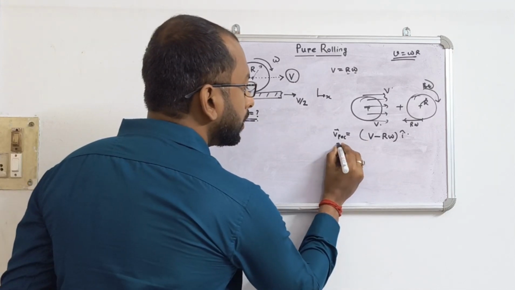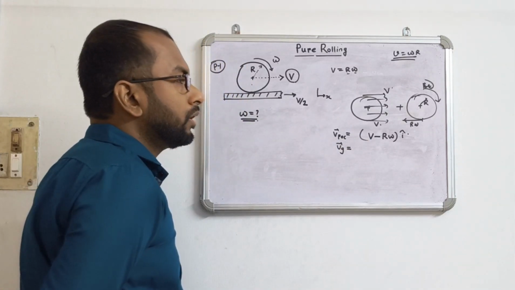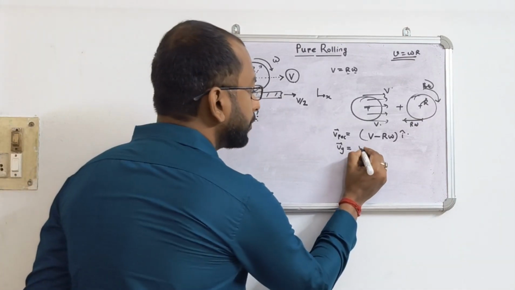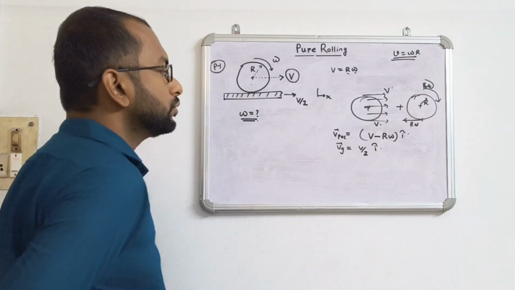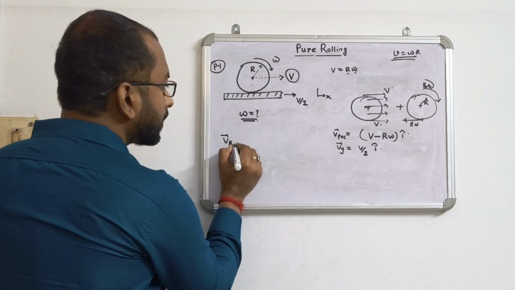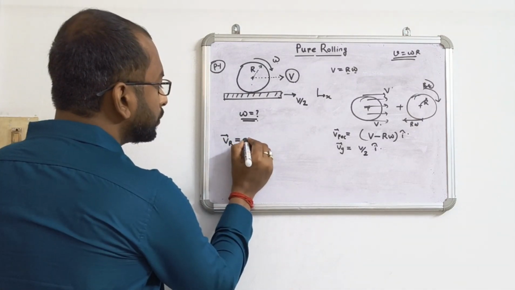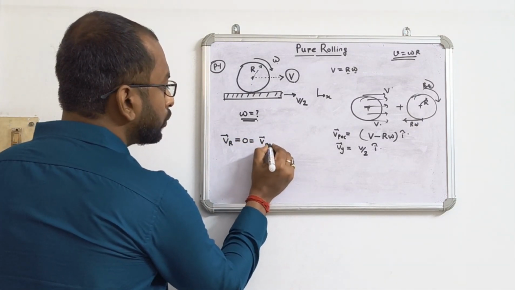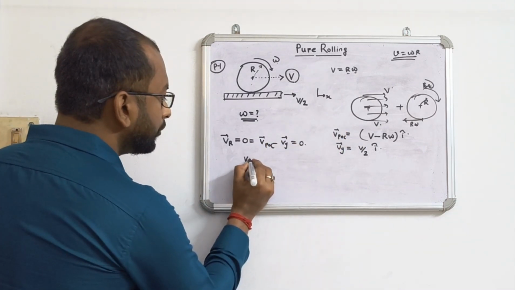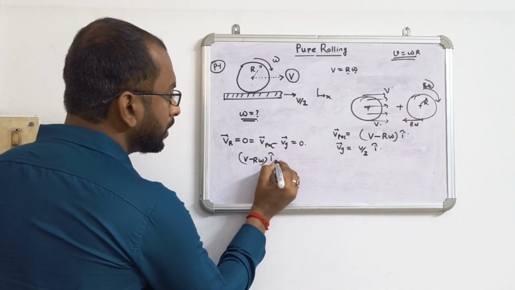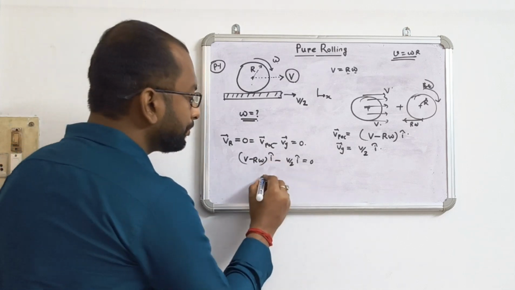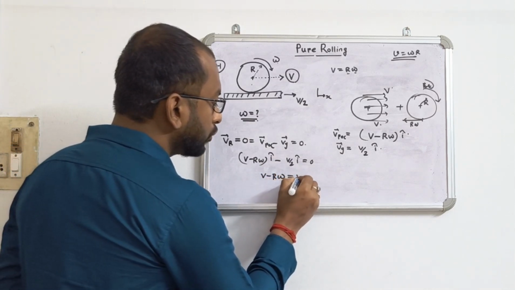Now, in the last example of understanding the pure rolling, we have considered that the ground is not moving, but here ground is moving with what velocity? V by 2 in the x direction, so V by 2 i. So condition is relative velocity of the point of contact with respect to the ground should be 0. So that is V_POC minus V_G should be 0. We just put those values. V minus R omega i minus V by 2 i, that should be equal to 0. So basically, we are getting V minus R omega should be equal to V by 2.